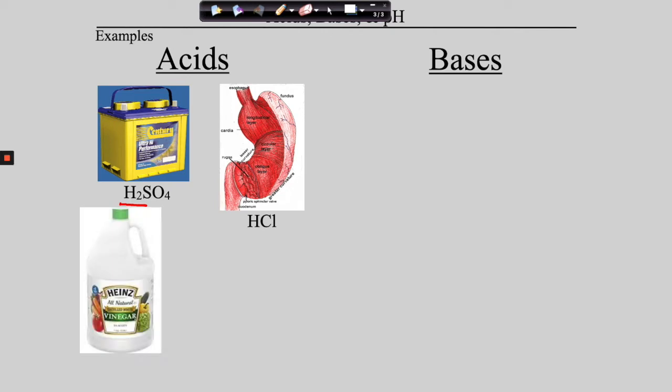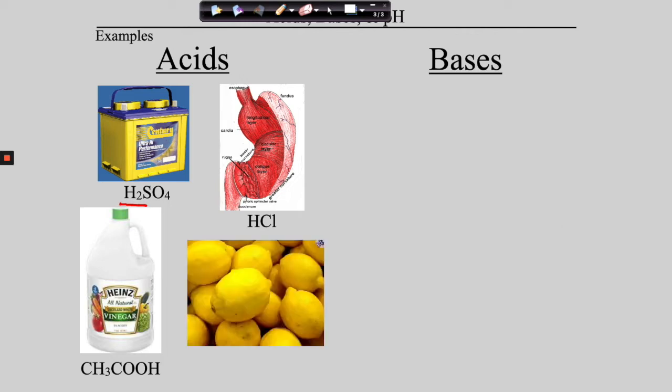Then we have maybe one that you did know is an acid. This is vinegar. Vinegar is actually acetic acid. It's the acetate ion plus a hydrogen. And then, guys, many of you are aware that there's a whole class of fruits called the citrus fruits, and they all contain citric acid, which has a chemical formula of this.